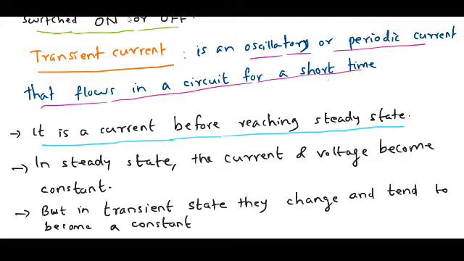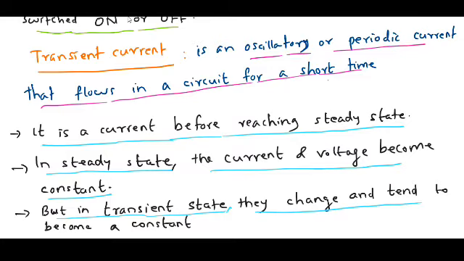Then after reaching the steady state, that is in steady state, the current and voltage become constant. Okay, but in the transient state, they change and tend to become a constant.